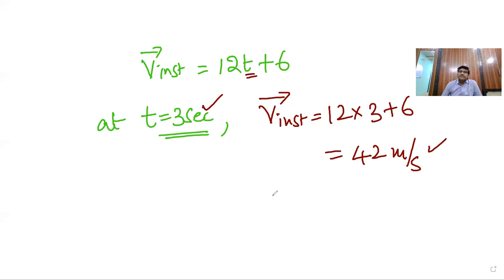Is it clear? Okay. Let us take up another problem, where s is equal to 2t square plus 90.